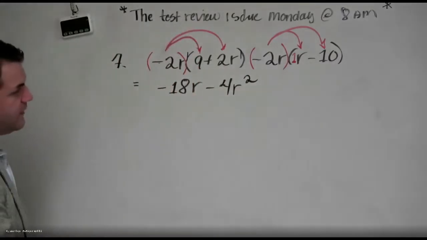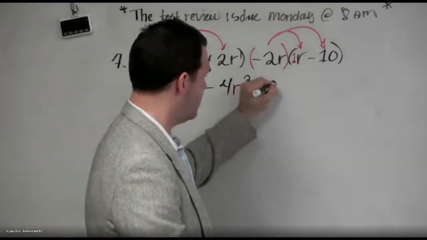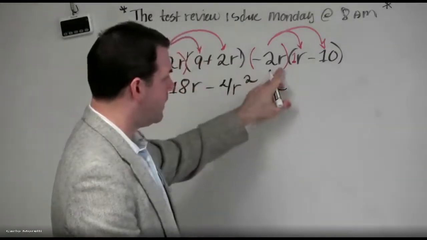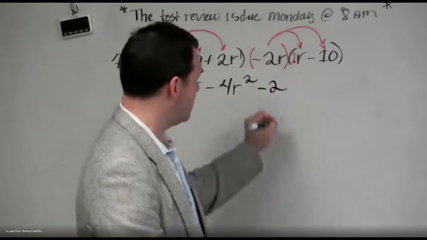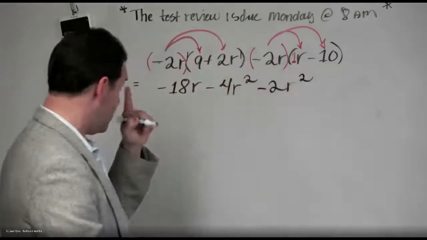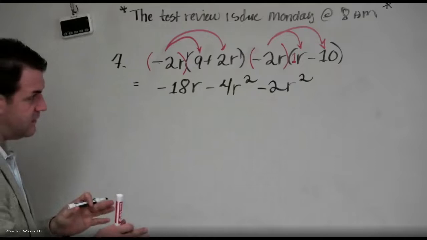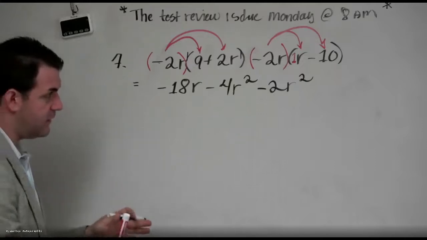Same thing happens here. I've got negative 2r times 1r. So negative 2 times 1 is negative 2. So minus 2. And then r times r is r squared. Negative 2r squared. Now I multiply negative 2r times negative 10. So that's going to be positive 20r.